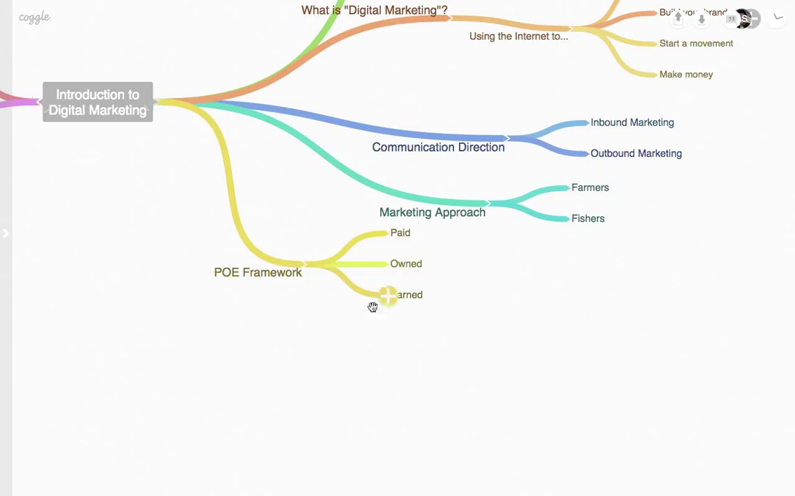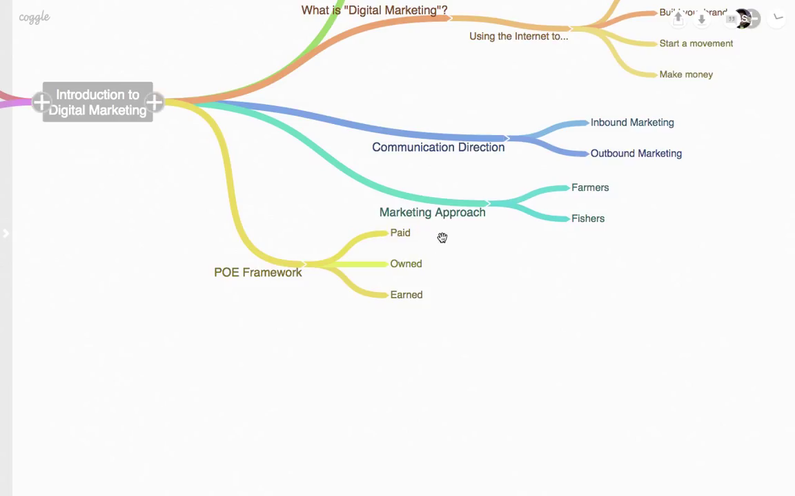Now, speaking of home bases, this thing's pretty important. It's the POE framework. POE basically stands for paid, owned, and earned media. Now, by media, it basically stands to represent any sort of communication channel on the internet. That's what it is. Now, let's go into each one.